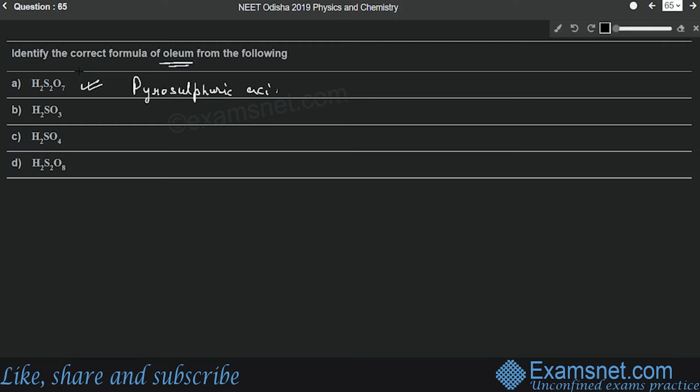Now what is the next one? H2SO3. This is sulfurous acid. Next one is H2SO4, that is sulfuric acid. This is very common. And the last one is H2S2O8. So this is peroxy disulfuric acid. That means by combining two sulfuric acids, we get peroxy disulfuric acid, that means H2S2O8. So this is simply a memory based question. You have to remember the formula.